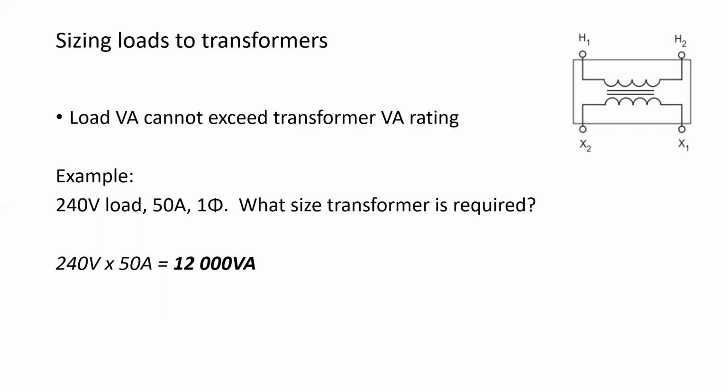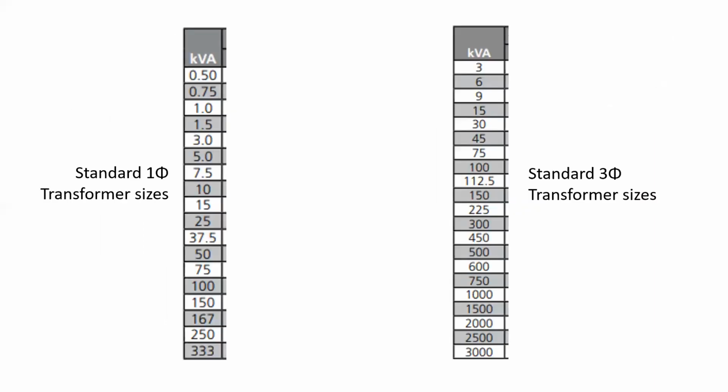Now, do they make a 12,000 VA transformer? At that point, you'd have to refer to the manufacturer's catalog of possible sizes, and we've got a little excerpt here from one of the main brands, and they have standard sizes that are produced for single phase and standard sizes for three phase. So if we had a 12,000 VA load, we are in between a 10 and a 15, and so obviously we'd have to choose the 15 kVA transformer.